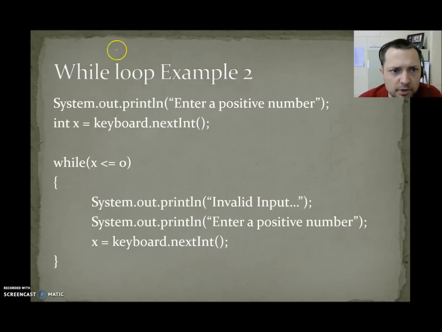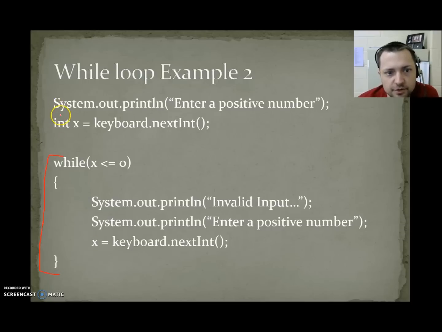Our next example, we say system.out.print x is a positive number. So we want them to enter a positive number. Let's say they enter 8. Is 8 less than or equal to 0? No. So we never see this code, and we would move on to any other part of our program.